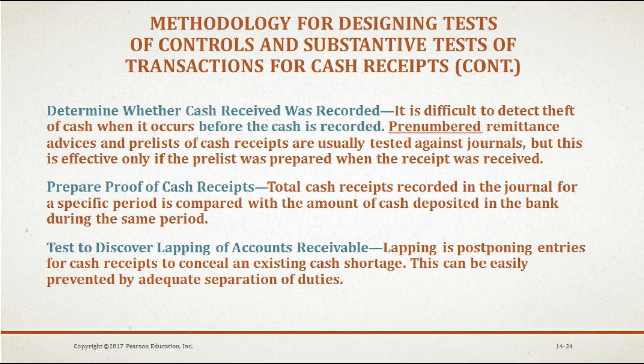It is difficult to detect theft of cash when it occurs before the cash is recorded. To determine whether cash received was recorded, pre-numbered remittance advices and a pre-list of cash receipts are usually tested against journals, but this is effective only if the pre-list was prepared when the receipt was received. To test for the proof of cash receipts, total cash receipts recorded in the journal for a specific period is compared with the amount of cash deposited in the bank during the same period.